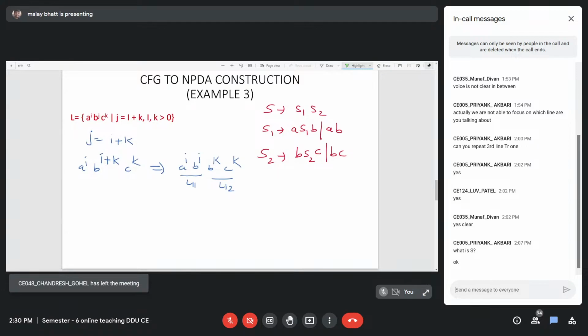I hope you are getting this. Try to generate the NPDA for this grammar, because practice is required, definitely.